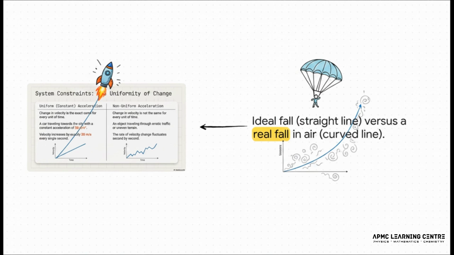The line starts out steep, almost exactly like the vacuum graph, but as the object speeds up and air resistance builds, the gradient, the acceleration, gets shallower and shallower. And finally, the line goes perfectly flat. It hits a plateau. That plateau is terminal velocity. The gradient is zero, which means the acceleration is zero.